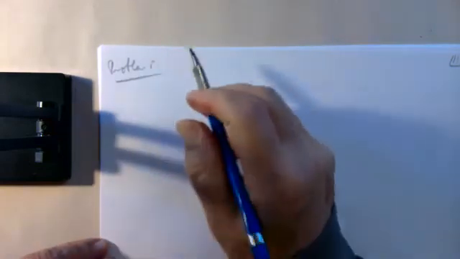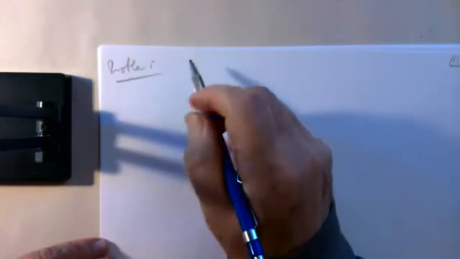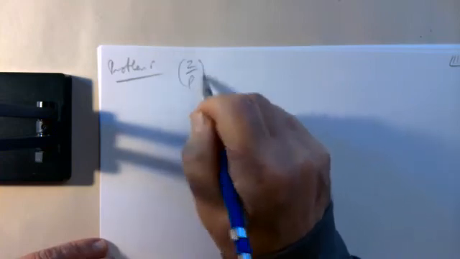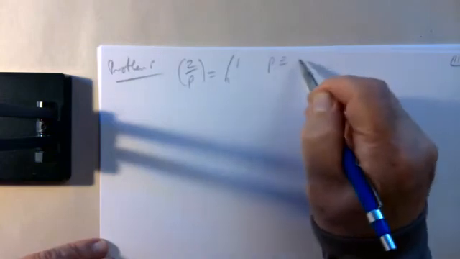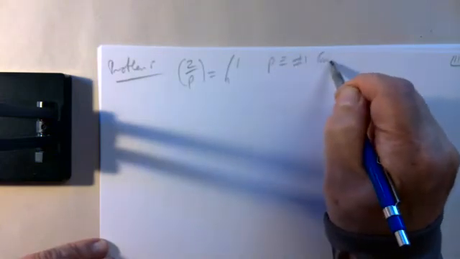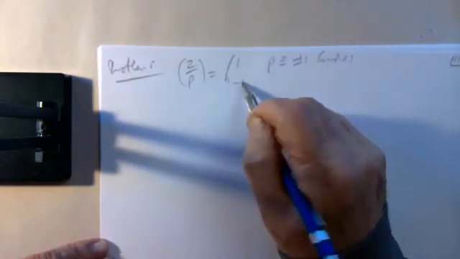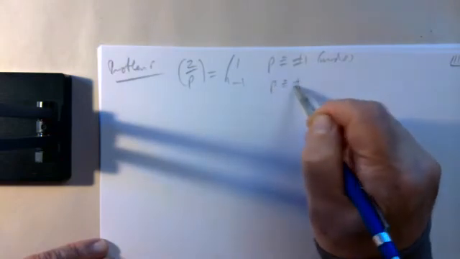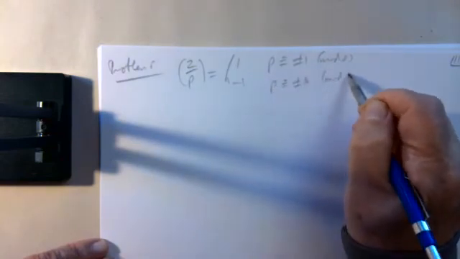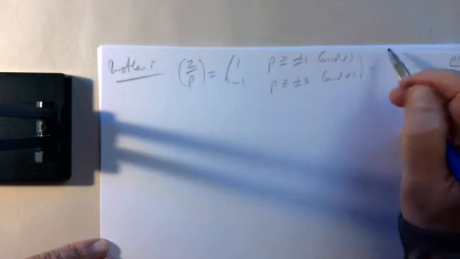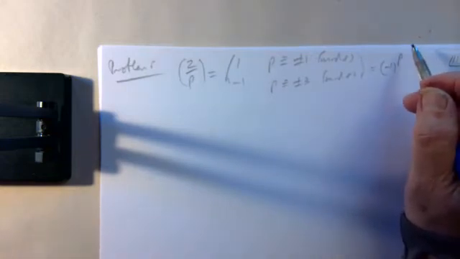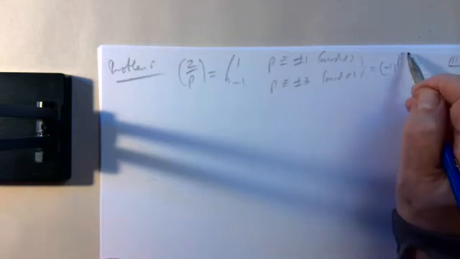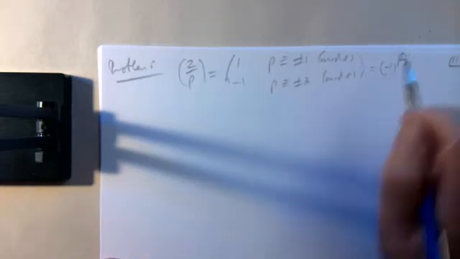So problem 5 is just to compute the Legendre symbol. So we know 2 over p is 1 if p is congruent to plus or minus 1 mod 8, and minus 1 if p is congruent to plus or minus 3 mod 8, which is the same as minus 1 raised to the power (p squared minus 1) over 8.